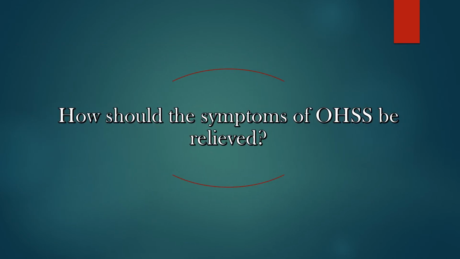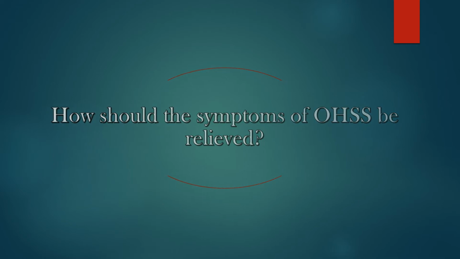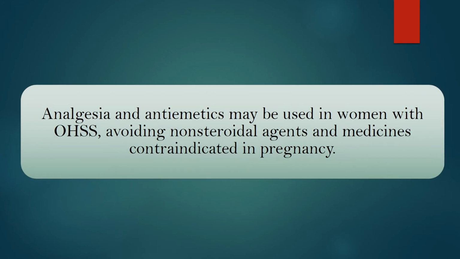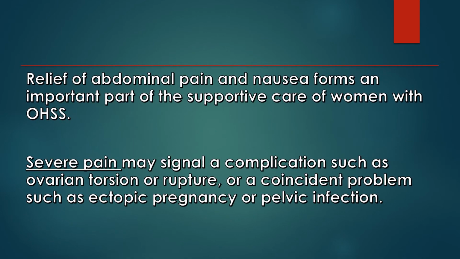How should the symptoms of ovarian hyperstimulation syndrome be relieved? Analgesia and antiemetics may be used in women with OHSS, avoiding nonsteroidal agents and medicines contraindicated in pregnancy. Relief of abdominal pain and nausea forms an important part of the supportive care of women with ovarian hyperstimulation syndrome.